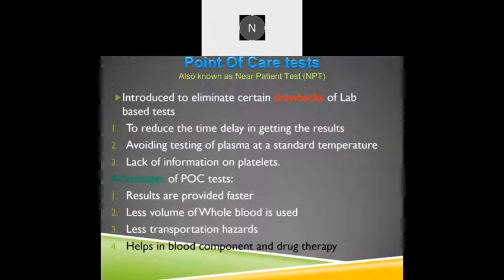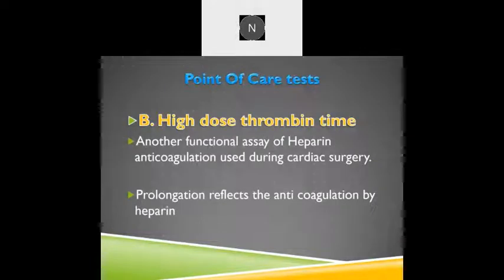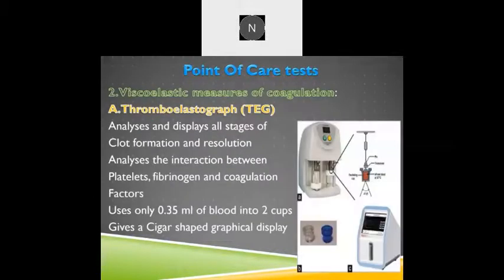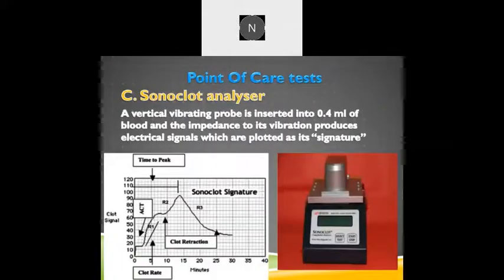Point-of-care testing: nowadays we have activated clotting time, which is commonly used in the cardiac OTs. All of you who have worked in cardiac theatre will know, before allowing the surgeon to cannulate the vessels, you give heparin and monitor the ACT, and once you get satisfactory heparin activity, only then do you allow the surgeon. Then high dose thrombin time. And viscoelastic measures: thromboelastography is very commonly used in the exam also. Then there is rotational thromboelastometry, and then Sonoclot.